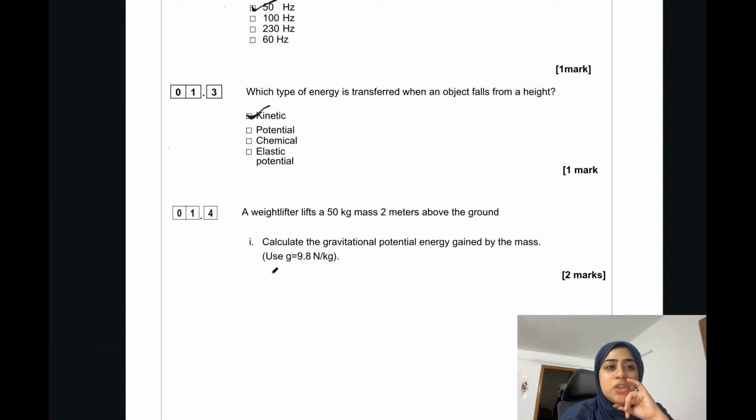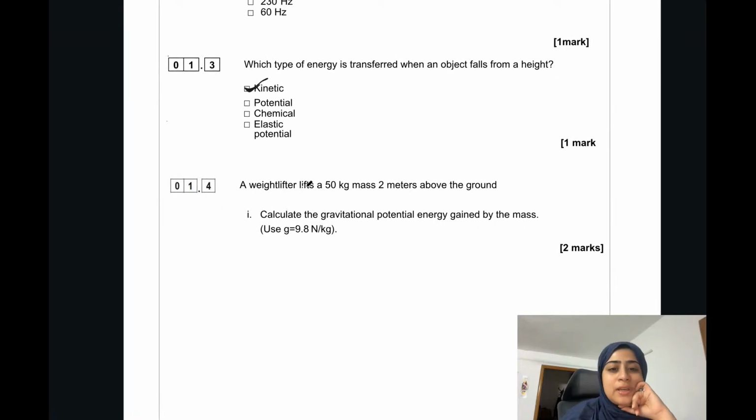Now the next question, it says a weightlifter lifts a 50 kilogram mass 2 meters above the ground. What is the gravitational potential energy here? So it's mass times gravity times height. And so your answer is just 50 times 2 times 9.8. So it's going to be 980 joules. Okay, so that is your 1.4.